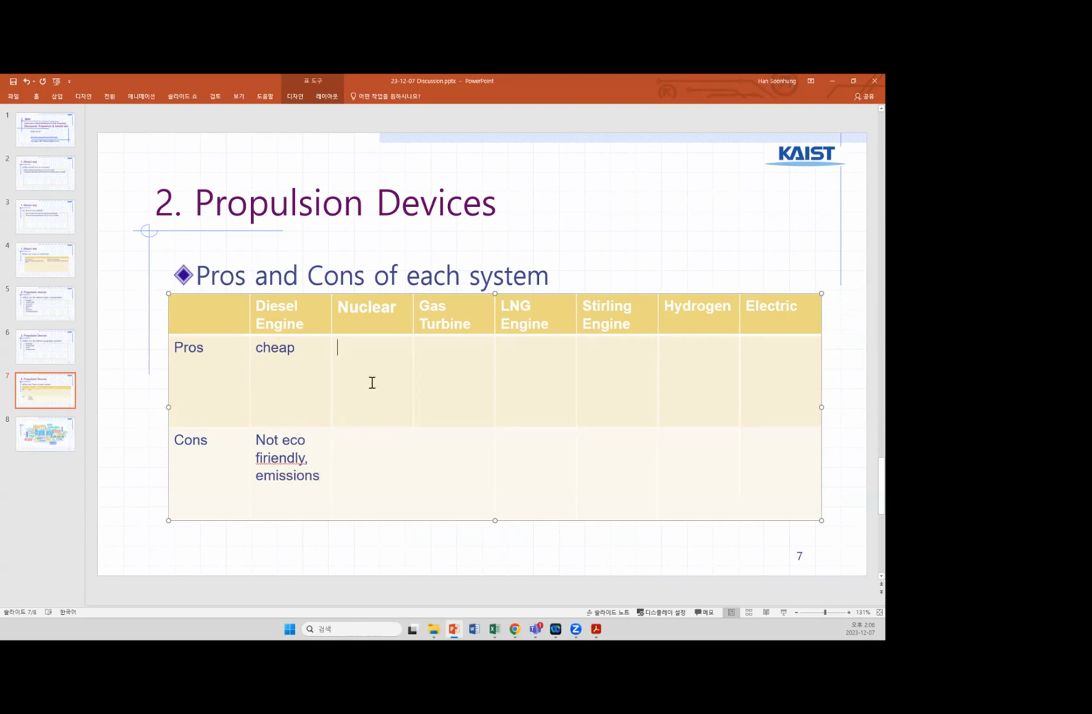Okay. Let's move on to the next. What are the pros of nuclear? The durability, we use just not so much fuel, with the little, yeah, high efficiency. And what are the cons of nuclear? Definitely, it's really hard to integrate, so it's really expensive. Yeah, expensive. And the one thing is pollution.